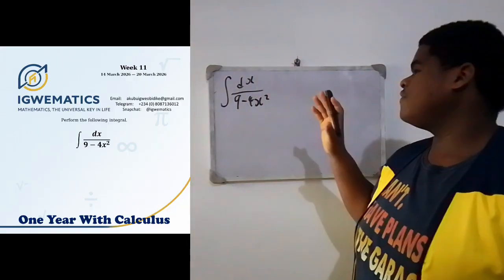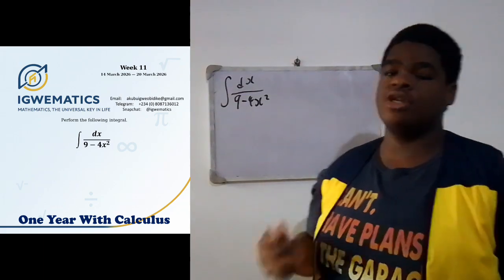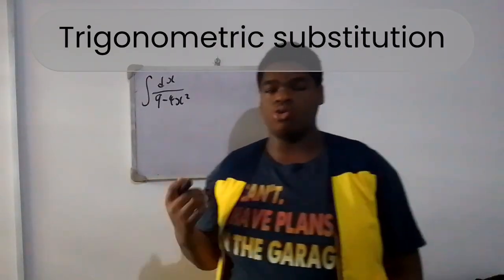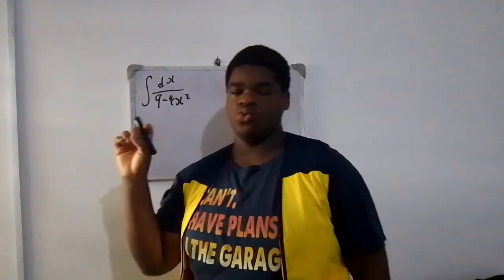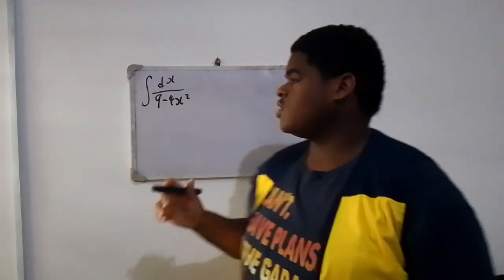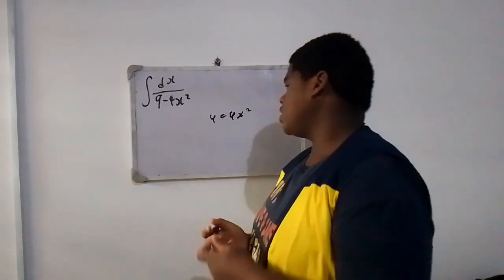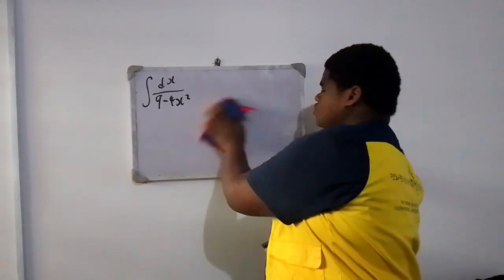Now, before we evaluate this integral, I want to point out that the easiest way to solve this is using trigonometric substitution. Most of the time, in the beginning part of calculus, you've been hearing about u substitution, that is, to change a part of the solution to u. That is, you can say let u equal 4x squared. This is a way to solve a calculus question, but the easiest way to solve this type of question is using trigonometric substitution. Now, what do I mean by trigonometric substitution?